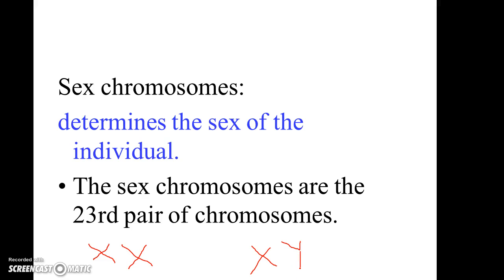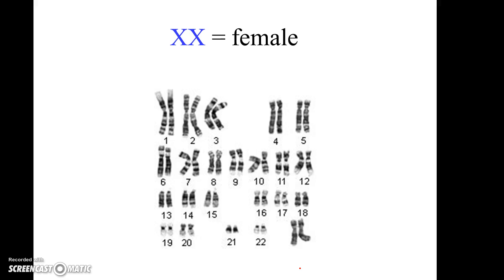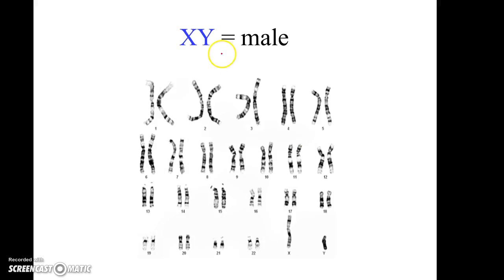Okay, so let's talk some more about this. As we said, XX is female, and this karyotype shows it well. We have 2 X's. And then if we look at the next one, XY, our XY is male. And look at that Y. That Y is actually pretty tiny.